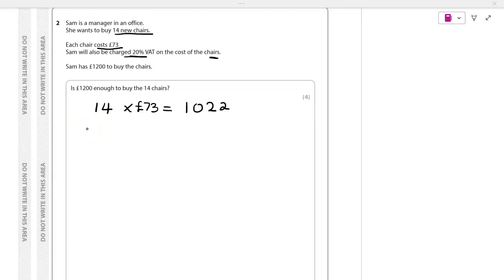The question says Sam will also charge 20% VAT on the cost of chairs. 20% is the same thing as 0.2 times 1,022. If you put this in your calculator, you will get 204.40 pounds. So we need to add this together.